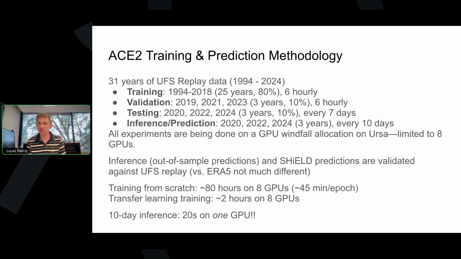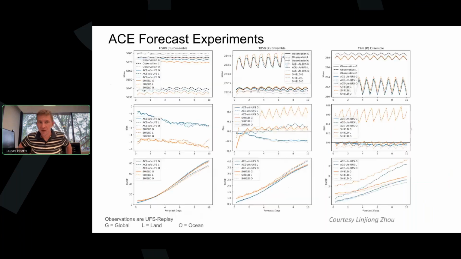And here are some results from these ACE forecast experiments. I should point out there are 3 different things here. One is the observations, the UFS replay we're validating against. We see 3 sets of lines: the global, the solid lines; the land surface, dashed lines; and the ocean, dotted lines. On the top, we show the mean values worldwide or over the different land or ocean. The middle is the bias, the difference between the means. And on the bottom is root mean square error, the mean root mean square error for the series of forecasts.